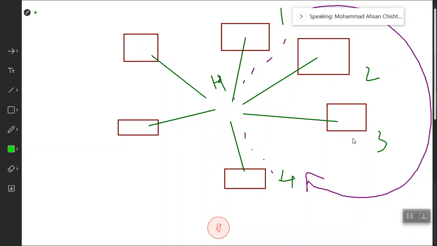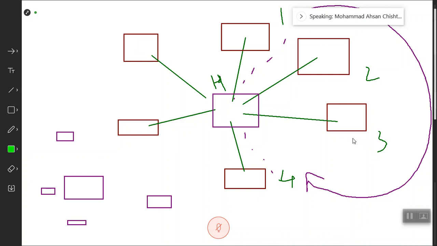Okay, there are some types of stars, like for example, we have an extended star. What is an extended star? You have one star here. You get connected to another star here, like this one.